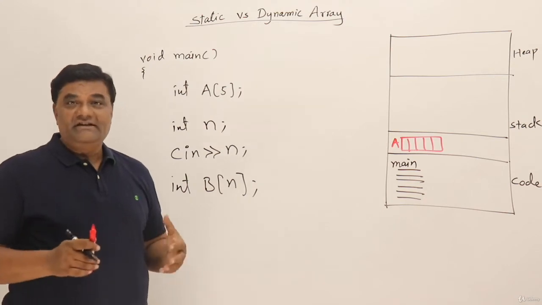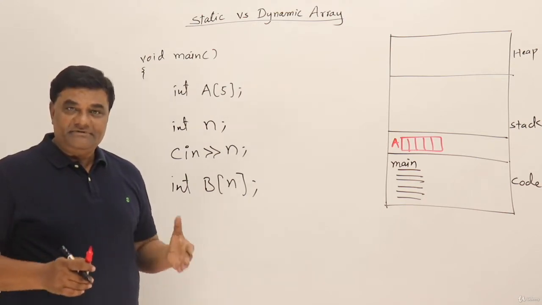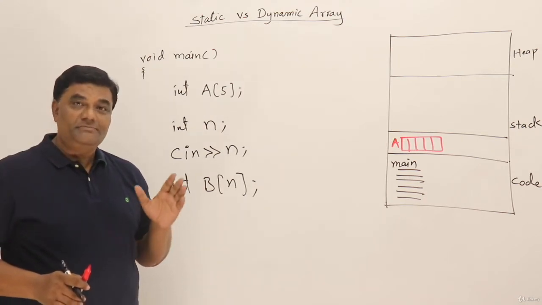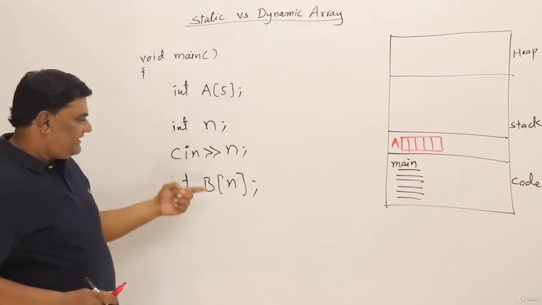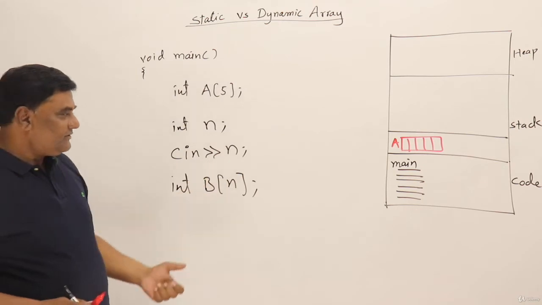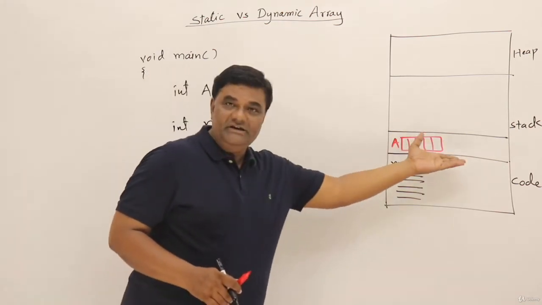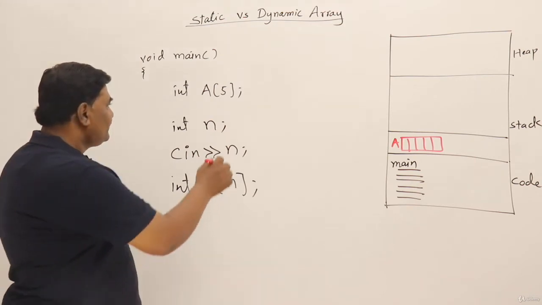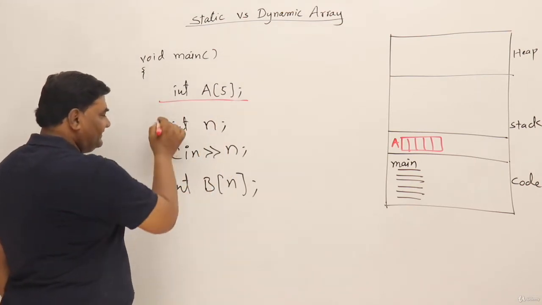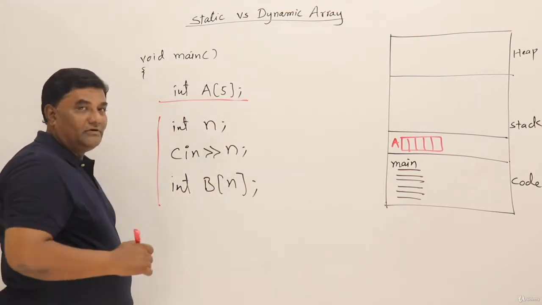So the size of an array can be decided at runtime in C++, but in C language it has to be mentioned at compile time only. This is the difference. And both these arrays are created inside the stack only. So there is no space to show you B also. So assume that B is also created inside the stack. So this part is in C language, and in C++ this is also allowed.